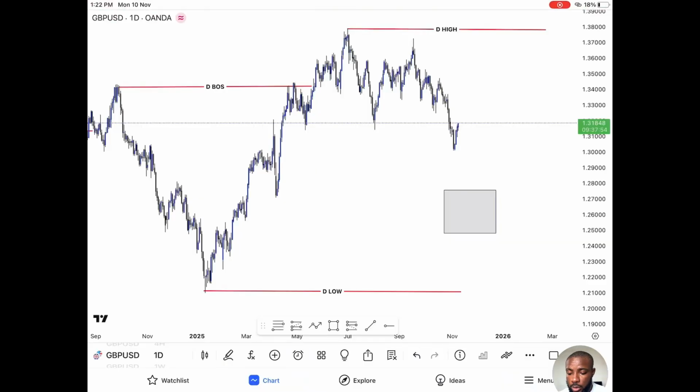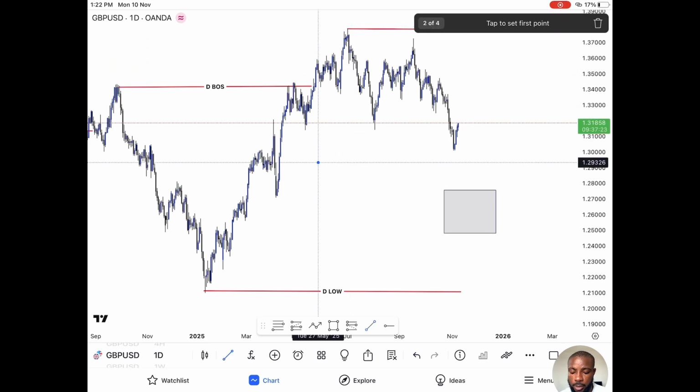All right, so this is GBPUSD. I'm on the daily time frame. Now if you watch closely, you'll find that I've already marked out my market structure on the daily. I've identified my high, my low, and my most recent break of structure on the daily time frame. This simply gives me a clear range where I should be looking for my trading opportunity.